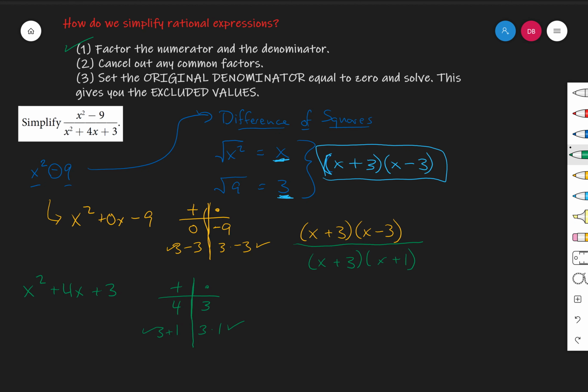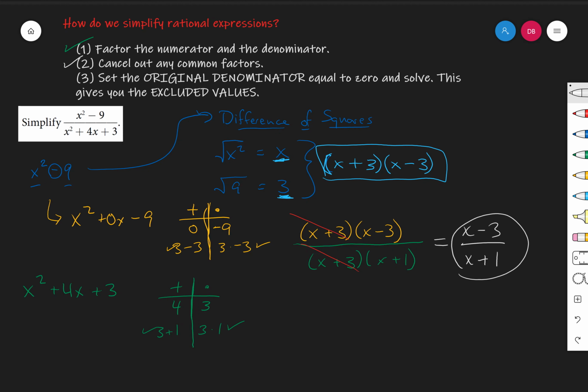So that's step 1. Step 2 is to cancel out any common factors. So common factor here is x plus 3. It's in the denominator and in the numerator. So this simplifies to x minus 3 over x plus 1. We can't simplify that any further, so that's our full simplification.